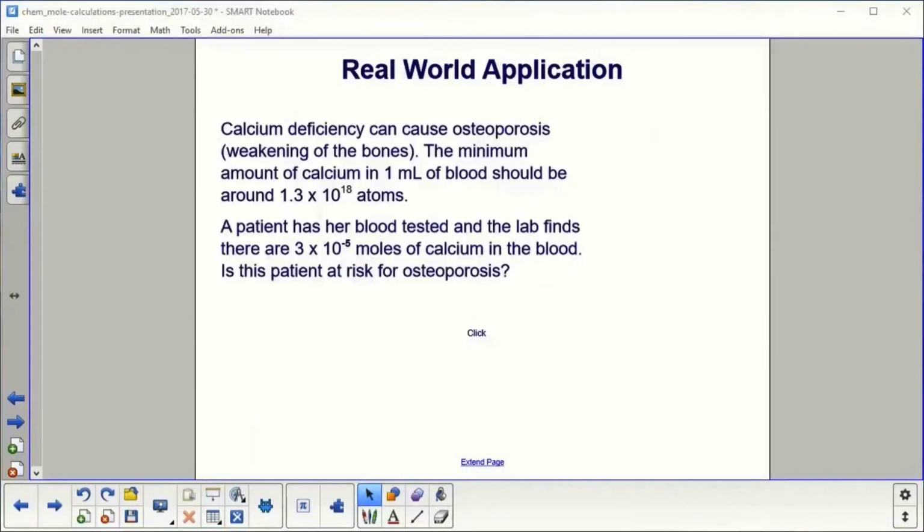Calcium deficiency can cause osteoporosis, weakening of the bones. The minimum amount of calcium in 1 milliliter of blood should be around 1.3 times 10 to the 18th atoms. A patient has her blood tested and the lab finds there are 3 times 10 to the minus 5th moles of calcium in the blood. Is this patient at risk? Well, first try and work it yourself, and you can pause this video if you need to. And when you're done, let's just click here.